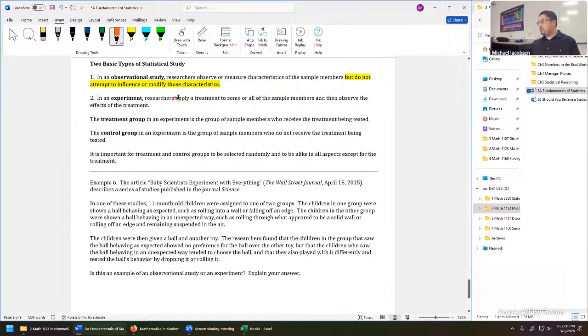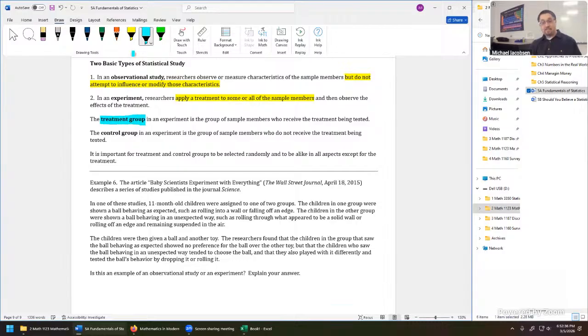But in an experiment, we apply a treatment to all or some of the sample members. So we're trying to influence something intentionally. Say, for example, if we're studying a new blood pressure medication, then what we're going to do is gather maybe 40 people all together. We're going to divide up those 40 people into 2 different kinds of groups.